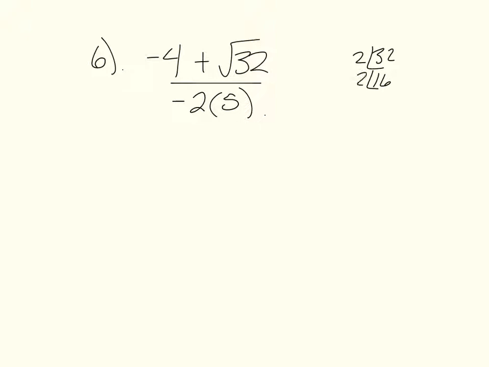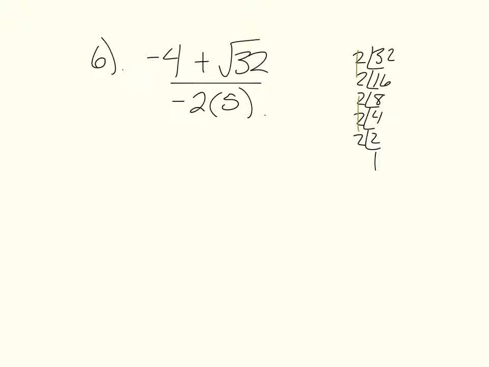16. 2 goes in again 8 times. 2 goes in again 4 times. 2 goes in again 2 times. And finally we get to 1. How many pairs of numbers do we have? We have 1 pair of 2's, we have 2 pair of 2's, and 1 left over.